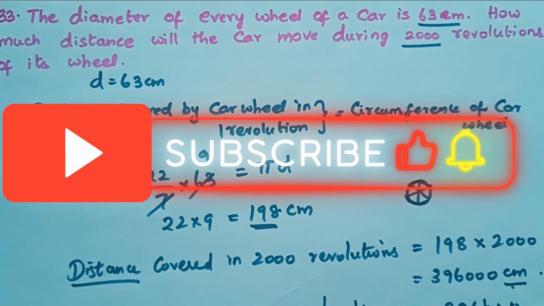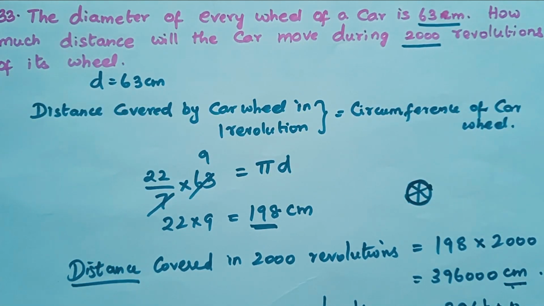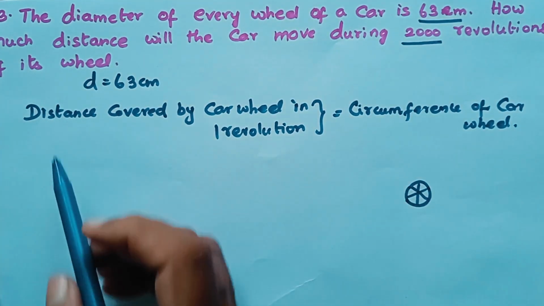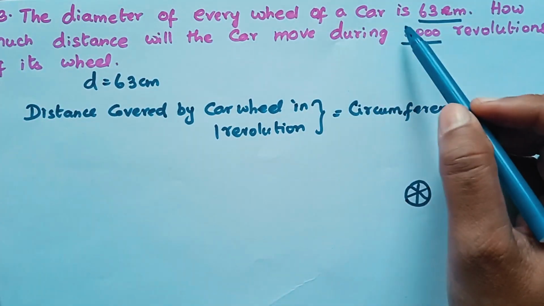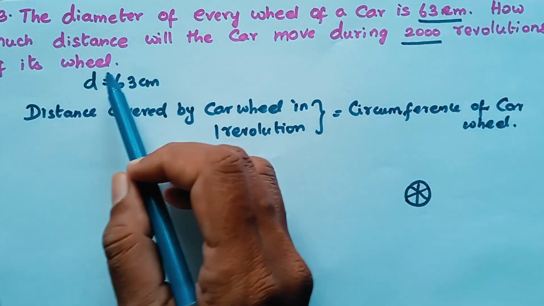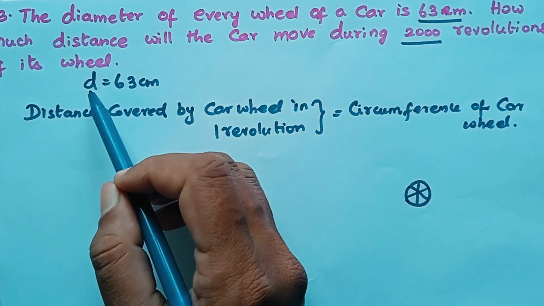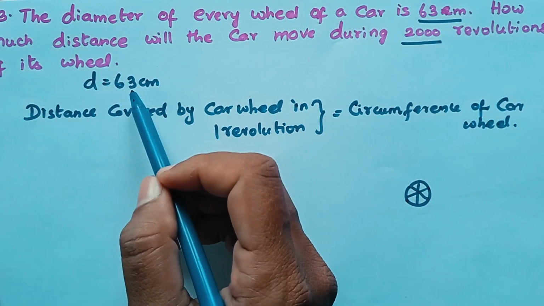Today we are going to solve exercise 23B, mensuration, from question number 33. Next question: the diameter of every wheel of a car is 63 centimeter. How much distance will the car move during 2000 revolutions of its wheel? Given the diameter of the wheel is 63 centimeter.